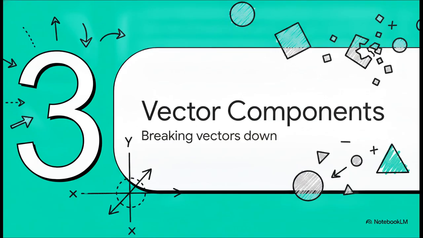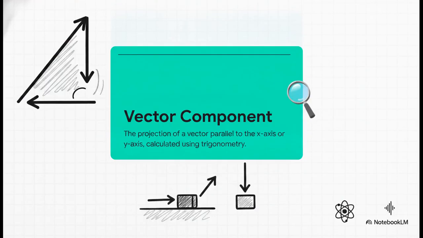Which brings us to Section 3, the power of vector components. Here's where we highlight a really crucial definition, vector components. These are the projections of a vector parallel to the x-axis or y-axis. By projecting a diagonal vector down onto our axes, it forms a right triangle with the original vector acting as the hypotenuse. We can then use basic trigonometry to calculate exactly how much of a vector pushes horizontally and how much pushes vertically.